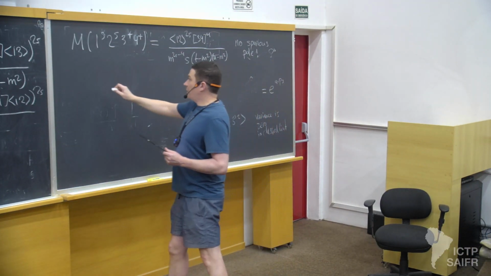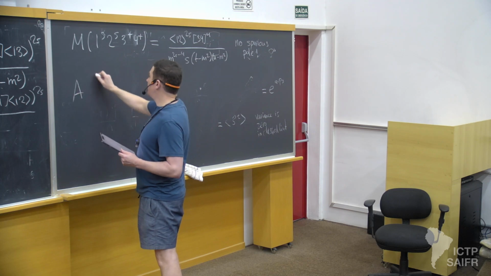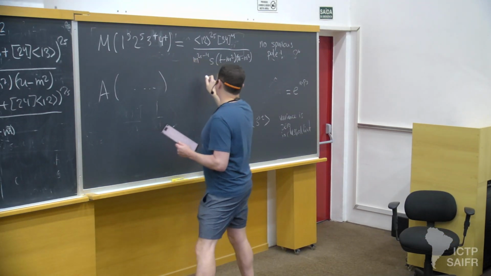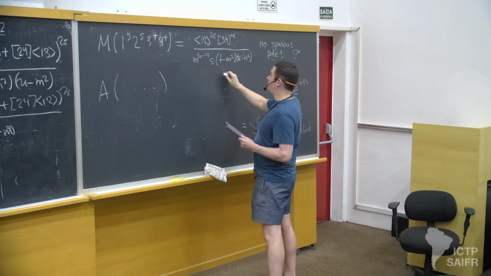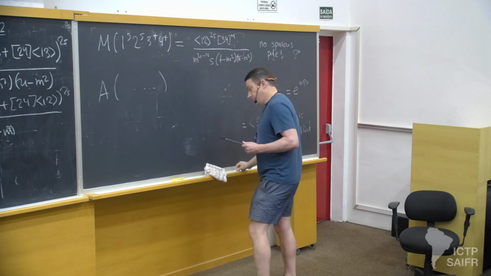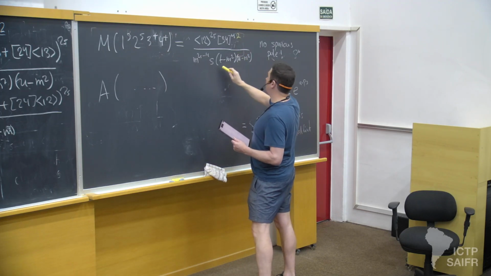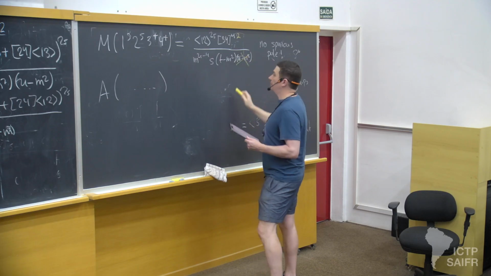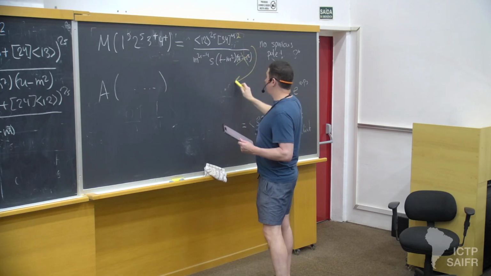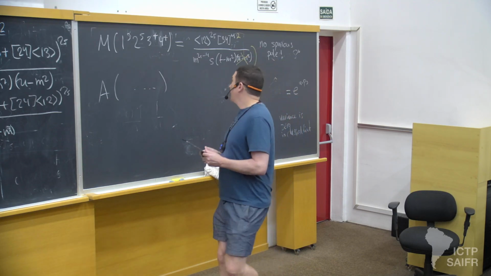And there's a similar one for A. It's exactly the same, except that this thing is a 2 instead, and then you cross out one of these guys. That would give you the gauge theory one.